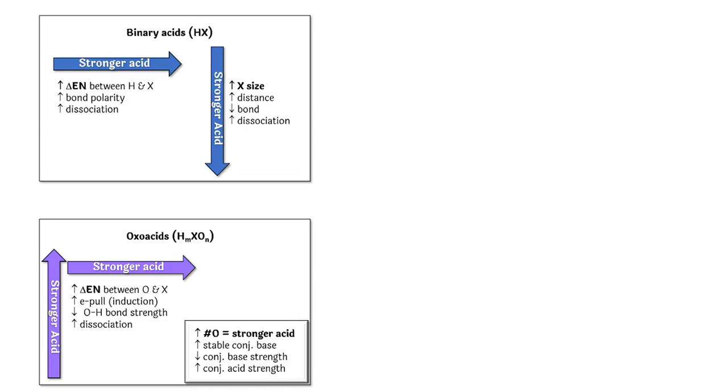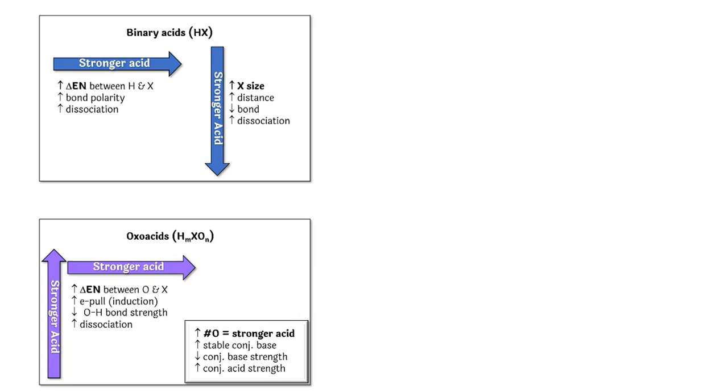Atomic size increases moving down the column, and a larger atom means there is a larger distance between the nucleus and the valence electrons bonded to the hydrogen. This increased distance leads to a weaker bond, which makes it easier for the H+ to dissociate. And increased dissociation corresponds to a stronger acid.